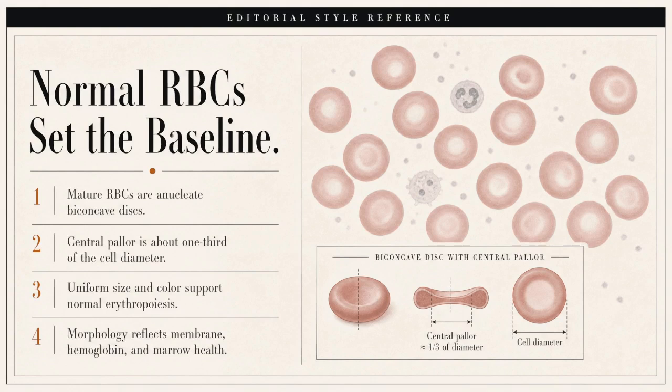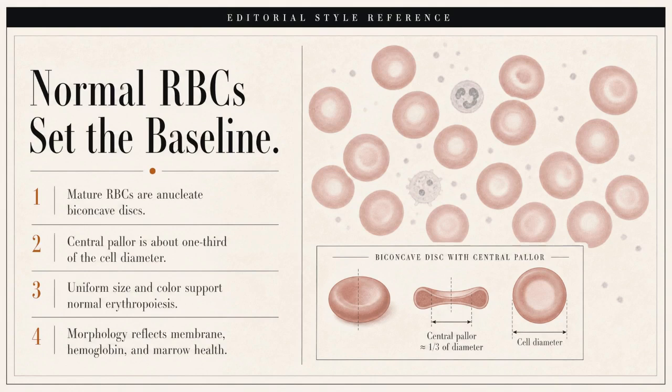On a well-prepared smear, they have a central pallor about 1/3 of their diameter, reflecting their biconcave shape and hemoglobin distribution. When these cells become smaller, larger, paler, or irregularly shaped, it usually points to problems with hemoglobin production, membrane structure, or marrow production. Just like tissue sections reveal architecture, a blood smear reveals cellular architecture. So, a normal field should show consistent size, appropriate staining, and minimal abnormal shapes. Any disruption to these baseline features gives us a map of the underlying process.